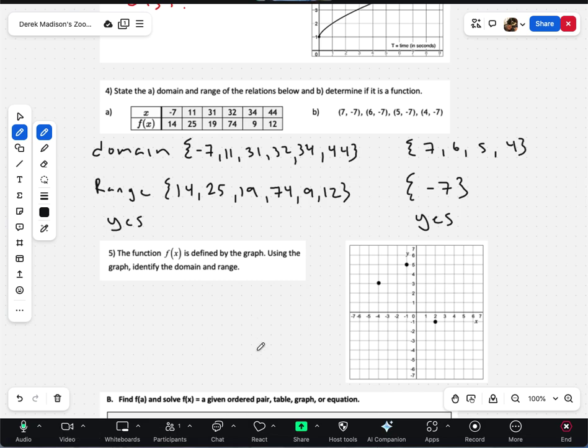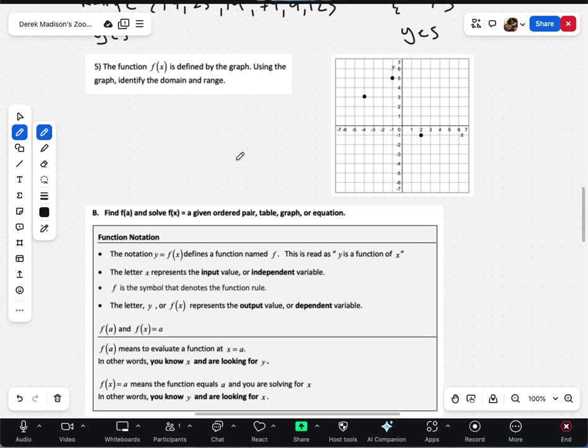For number 5 here, the function f of x is defined by this graph. Using the graph, identify the domain and range. Okay, so what I might do first, I'm just going to list these points here, and then I'll write it out. And this one would be a function because it passes the vertical line test. We don't have points stacked on top of each other. So that one looks to be at -4, 3. This one looks to be at -1, 5. And that one is 2, -1.